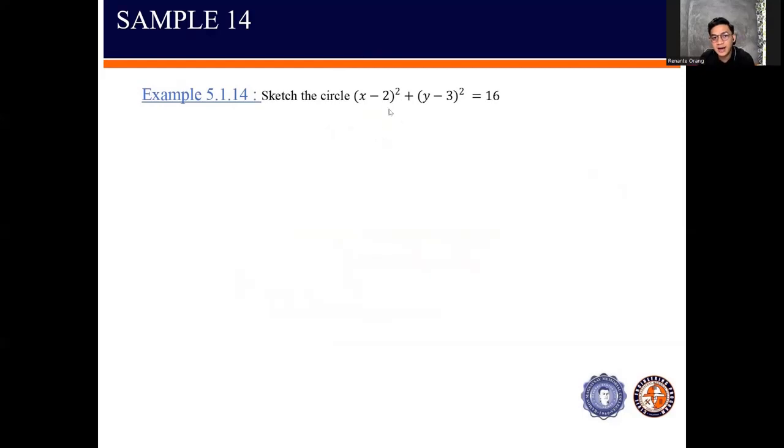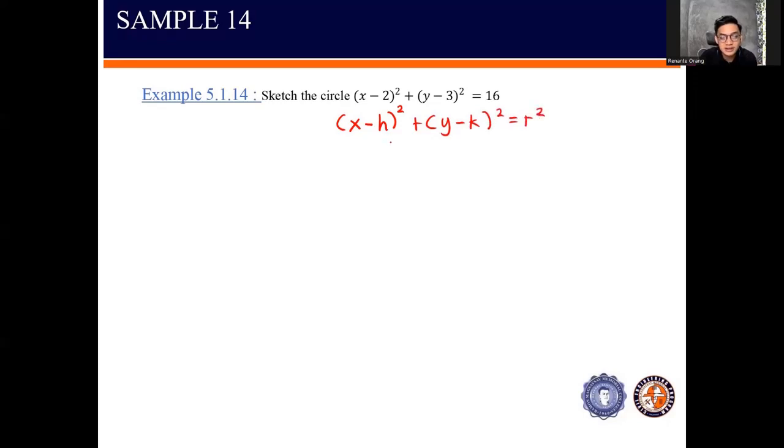Sketch daw natin yung ating circle, which is naka-standard form. X minus 2 squared plus y minus 3 squared is equivalent to 16. So take note, sulat lang po muna natin yung ating standard equation. This is x minus h squared plus y minus k squared is equivalent to r squared.